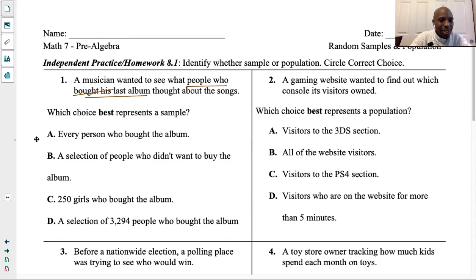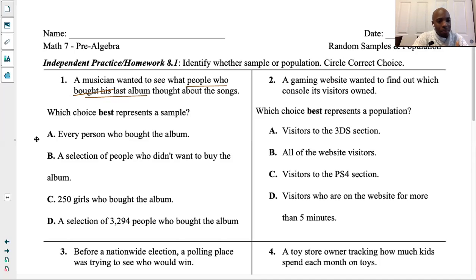So the first one says every person who bought the album. That's the population, which is the interest here. B says a selection of people who didn't want to buy the album. How is that going to help me? We wouldn't choose people who never bought the album to collect data. We wouldn't do that, right? So B can't be it.